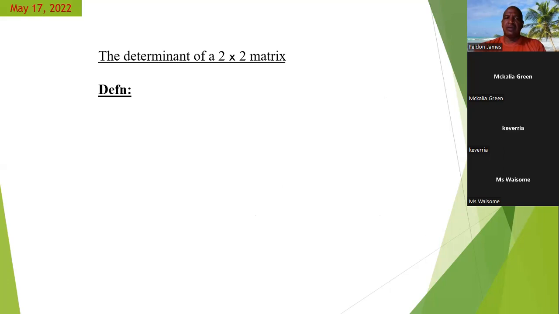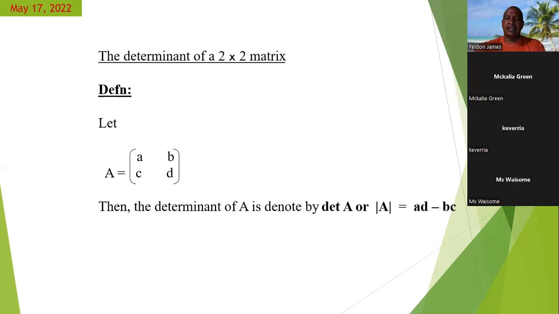Right? When the matrix has no inverse, we say that the matrix is singular. Now, this is how we go about finding the determinant. To find the determinant of a matrix, you multiply the diagonal elements, AD, minus the product of the other two elements. So it is AD minus BC, right? So that's how we find the determinant.